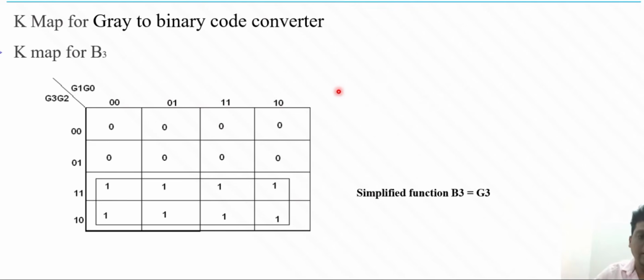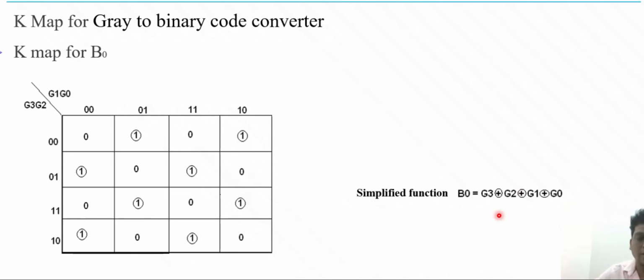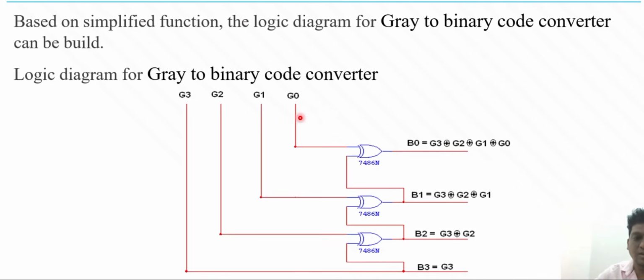After plotting the truth table, we should draw the K-map for all the outputs B3, B2, B1 and B0. Now we get the equations. After finding the equations, we should plot the logic diagram. For B0, it is all exclusive-OR. Then B1 is G3, G2, G1. For B2, it is G3 with G2. Finally, for B3, it is G3.